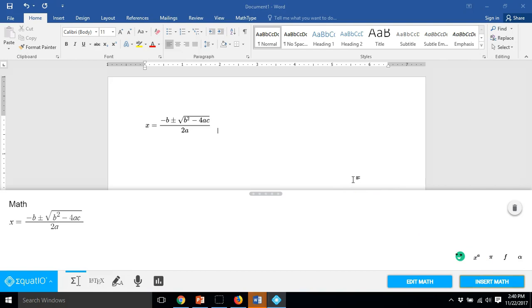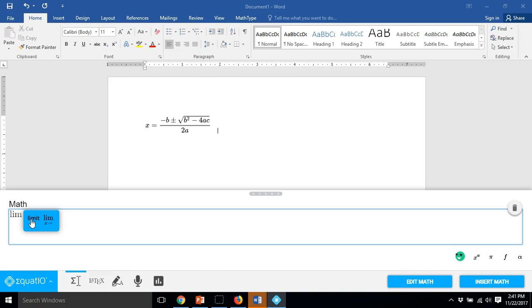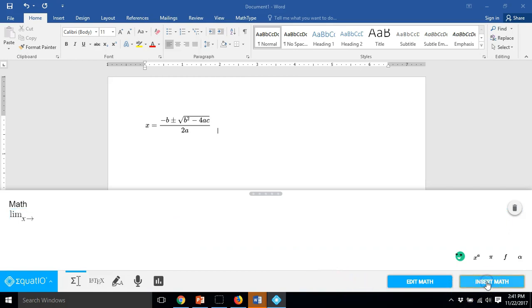LIM, sure, let's try that. So we had a request for typing in LIM. Okay, limit. Insert. And there it is. And I could move.